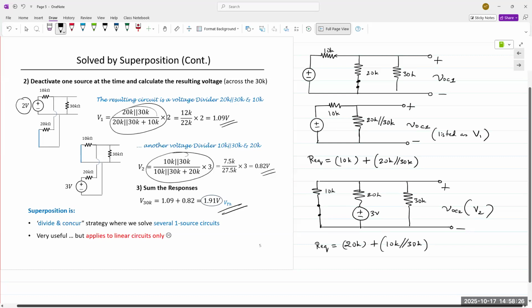Superposition is very convenient in some ways, but if n is greater than 3, then it becomes a bit too much. Okay. All right.